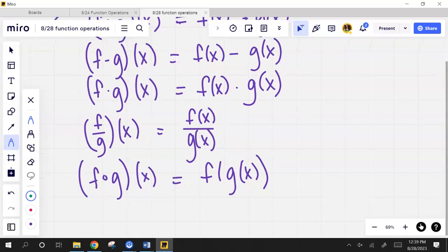F of G of X, that's composition. So the fog is F of G of X. It's composition. It's taking G and plugging it into F. Okay. Now.